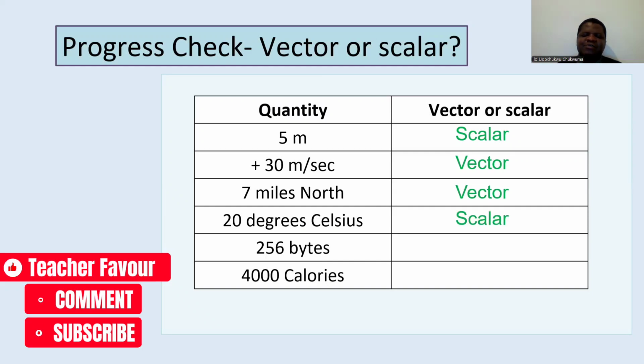The next one is 256 bytes. 256 is a numerical value, while bytes is a unit. It has no direction, therefore it is a scalar quantity. And at the same time, 4,000 calories. 4,000 is a numerical value. Calories is the unit. It has no direction, therefore it is a scalar quantity. Good. So direction is what we can use to differentiate a vector quantity from a scalar quantity.